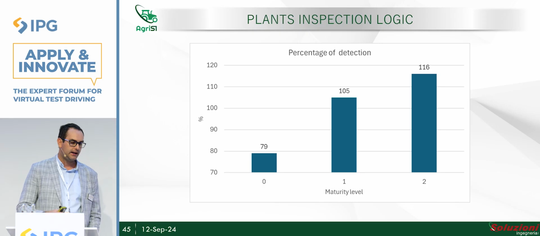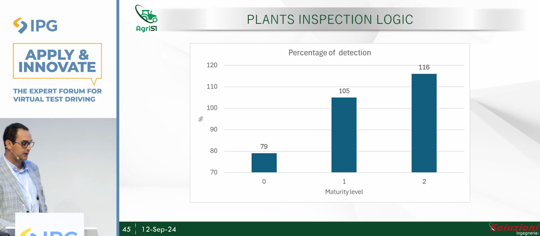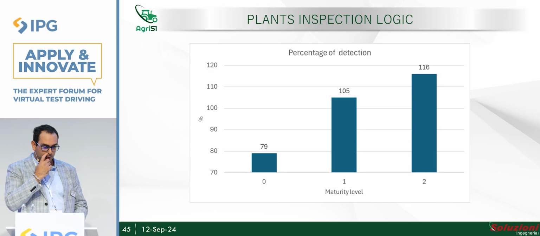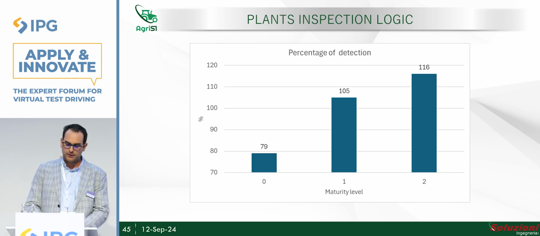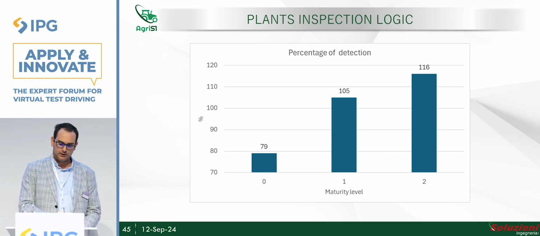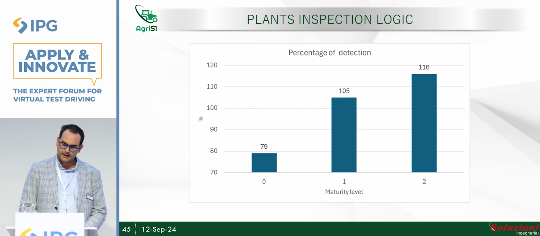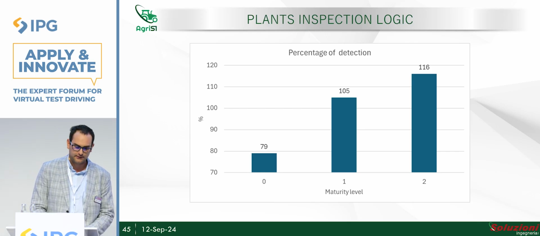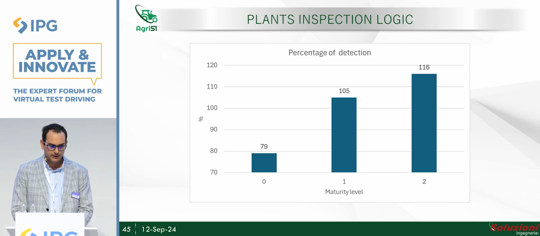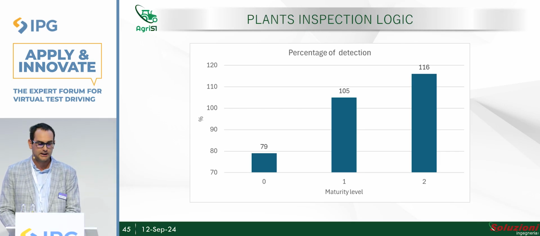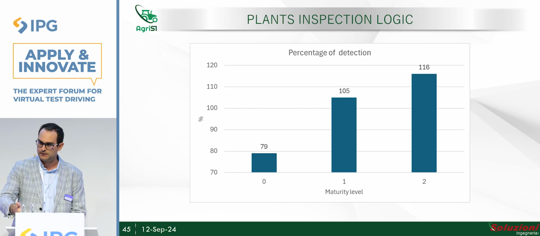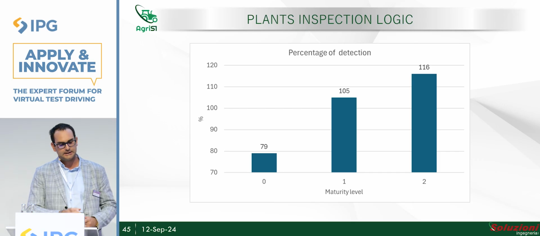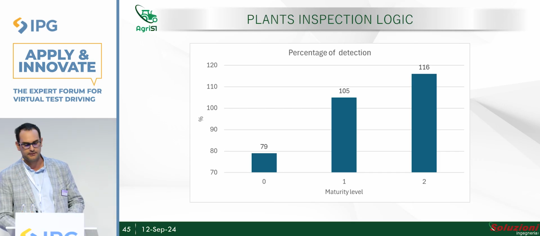Again, to have a summary evaluation index of this kind of algorithm, we can calculate the percentage of detection for each level. So it means that if I have 100 points in the vineyard that have maturity level equal to 0, I'm able to detect only 79. If I have 100 points of maturity level 2 in the vineyard, the algorithm finds 116 points, so more than the points that are actually present. So we can say that the algorithm tends to overestimate the maturity level.